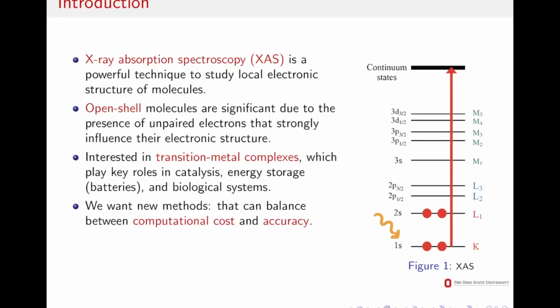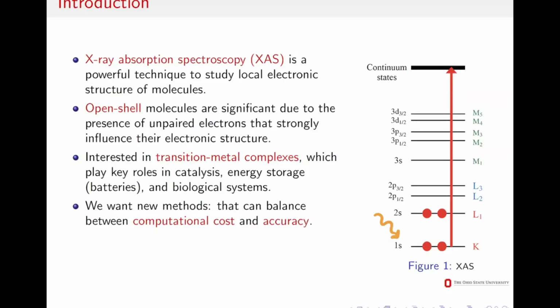Here, we are dealing with open shell molecules, and those are highly significant because the presence of unpaired electrons strongly influences the electronic structure. Those unpaired electrons lead to strong correlation, and there are not that many methods that can give good results for open shell molecules.